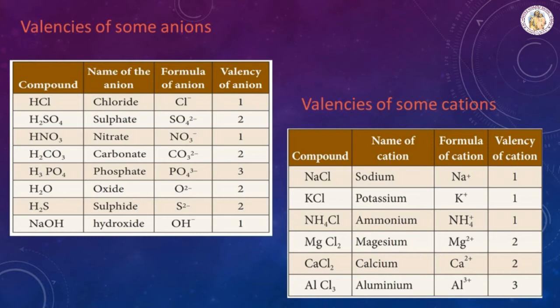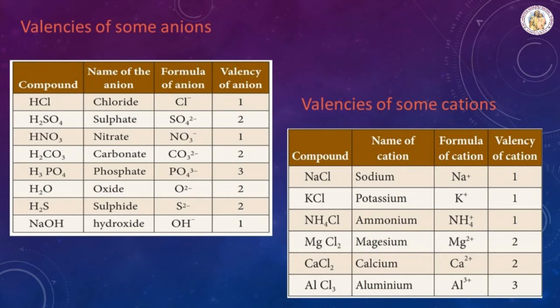Next, in hydrogen sulfide, the name of the anion is sulfide, and the formula of the anion is S2 minus, and the valency of the anion is 2 because the sulfide ion is combined with two hydrogen atoms. Next, sodium hydroxide, the name of the anion is hydroxide, and the formula of the anion is OH minus, and the valency of the hydroxide ion is 1 because it combined with only one sodium. Next, valencies of some cations.